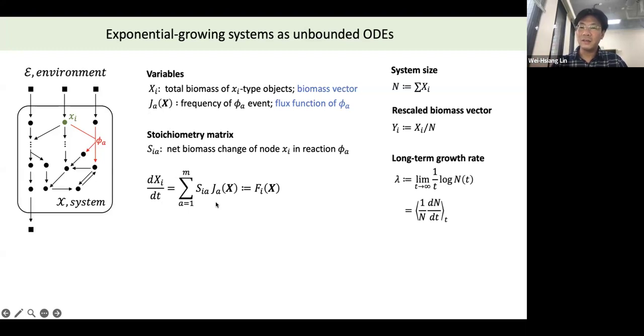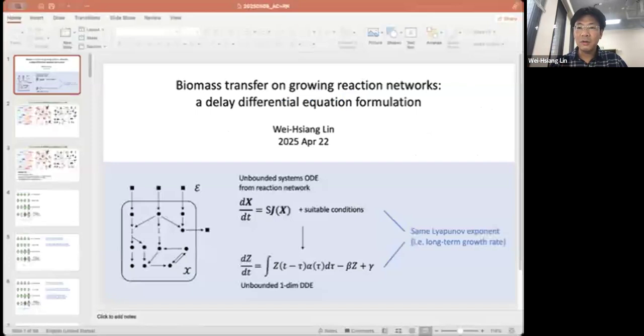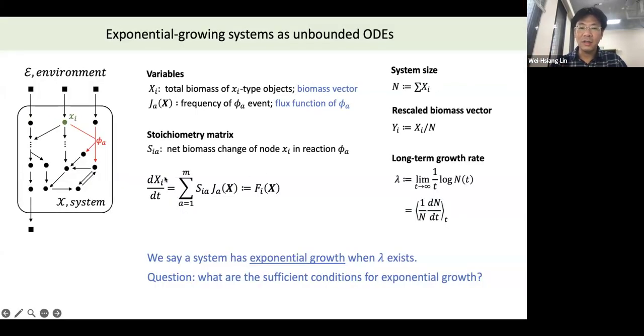But since the system gets bigger, sometimes we want to consider the system size, which is the total amount of X, and also the rescaled system, because when the system gets bigger, you can rescale by the system size. So you get Yi, where Yi is between 0 and 1 and is the fraction of the biomass in a specific node. Or if you think of this as a growing ecosystem, Yi is the fraction of each species in this ecosystem. The long-term growth rate is then defined as dN over dt averaged over a long time. So our question is, when will this long-term growth rate exist? Because this is a nonlinear ODE.